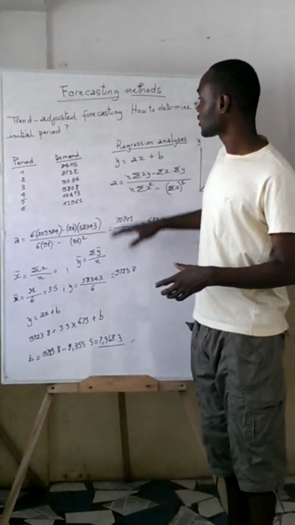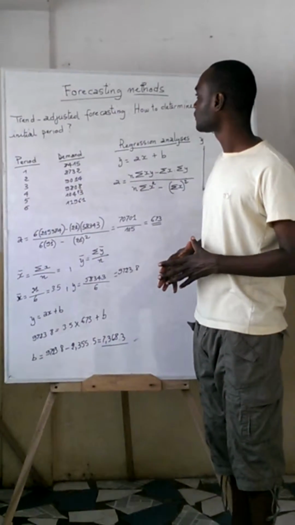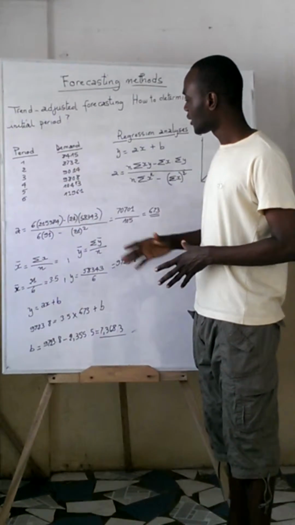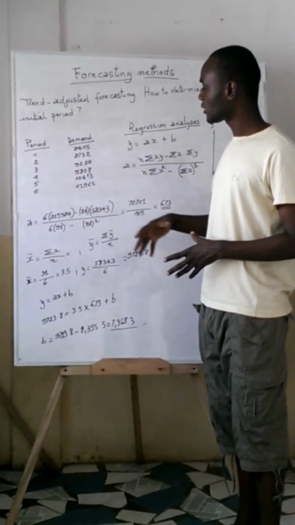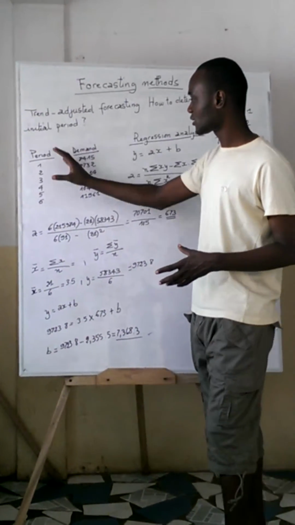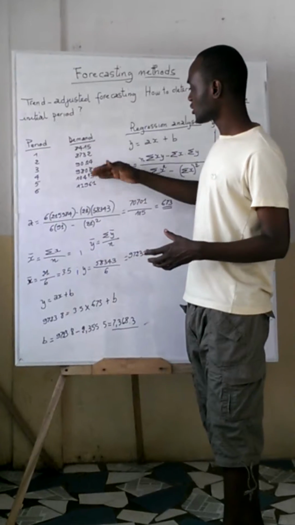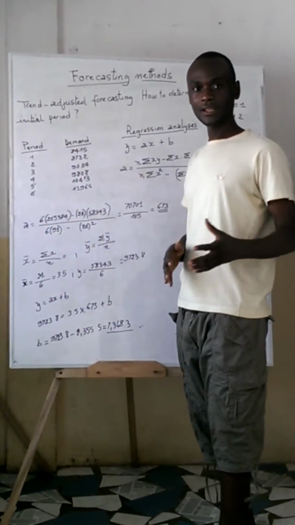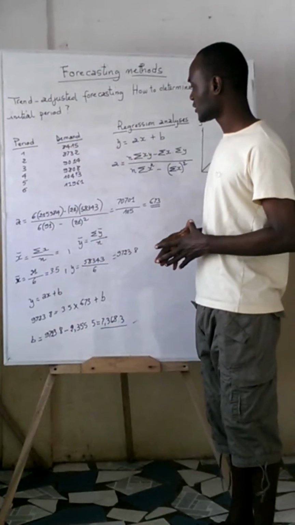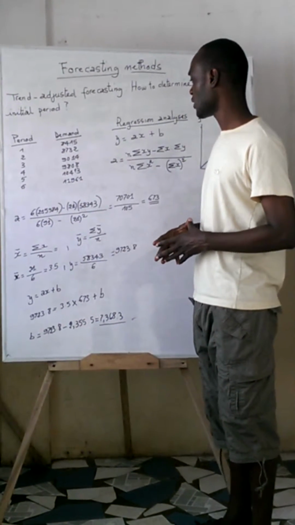So I wanted to walk you through forecasting methods, and we have here an example where this is our demand data, and this is the period. This demand has both a level and a trend, and we are asked to forecast such a demand with a level and a trend.